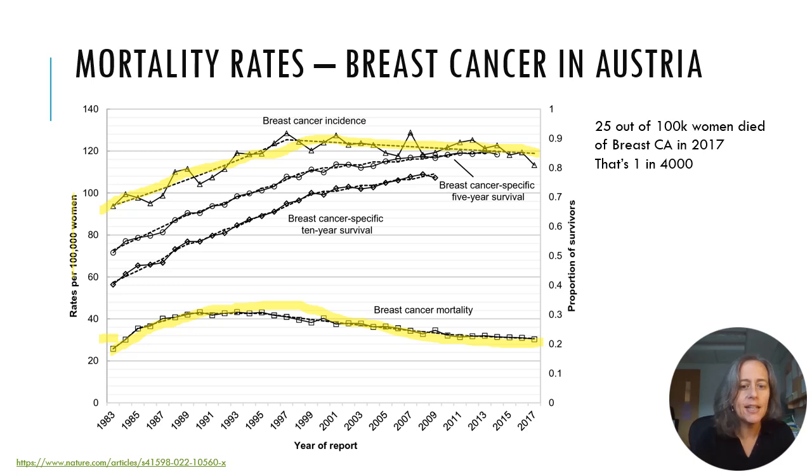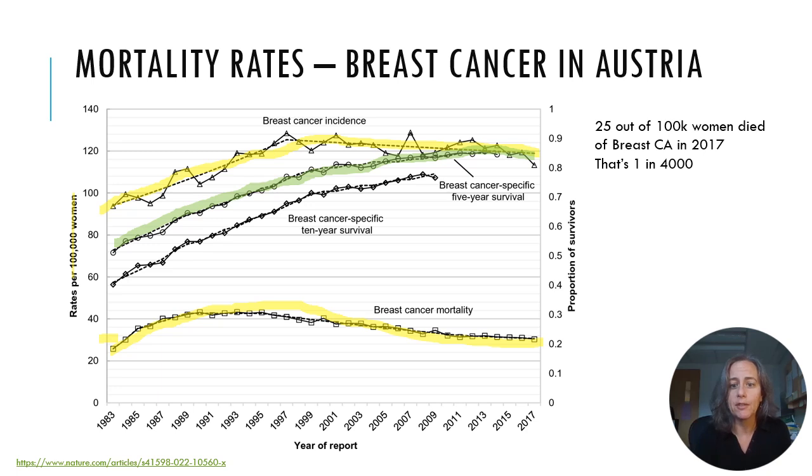And you can kind of get at this a little bit. I'm going to change my color here to green. And so this line right here is 5-year survival. Now, what's cool about this is you can see that it's gotten better over time, which is really neat. Okay, so their mortality rate was 25 out of 100,000 women, all women, right? So it's a big cause of death in 2017.